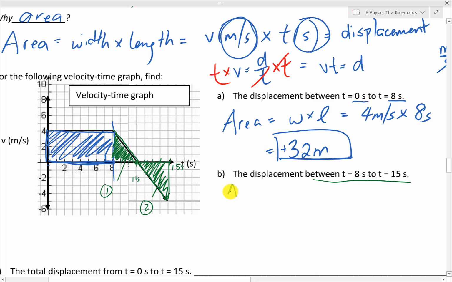So I'm just going to say our displacement is the sum of the two areas, area 1 plus area 2, because we're finding the total. And the interesting thing about area 2 is that it is below the graph. We'll talk about that in a second.